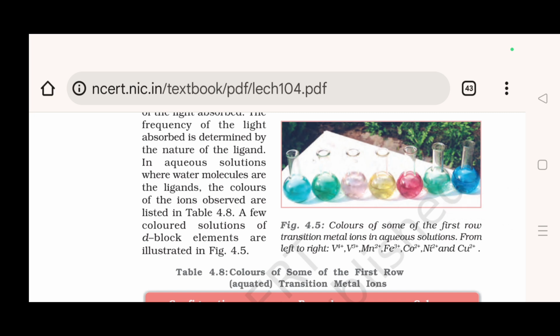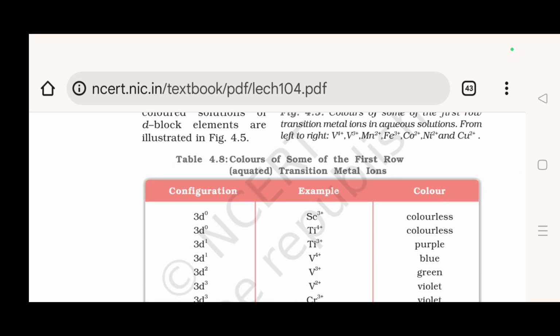Colors of some of the first row transition metal ions in aqueous solution from left to right: vanadium 4+, vanadium 3+, manganese 2+, iron 3+, cobalt 2+, nickel 2+, and copper 2+. And so in this figure these are the colors which the transition metal ions show in their aqueous solution. So now we will discuss the colors of some of the first row aquated transition metal ions.